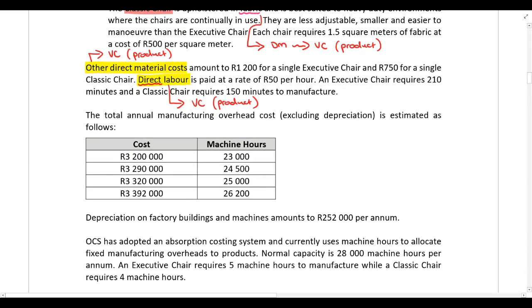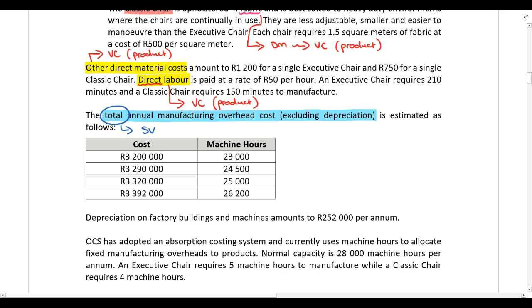Then we also have the total annual manufacturing overhead cost, which excludes depreciation, has been estimated as follows. So you can see you've been given the cost and also the corresponding machine hours. Now guys, this is the total annual manufacturing overhead. So it's the total manufacturing overhead, meaning it includes both fixed and variable manufacturing overheads, which means it is a semi-variable cost. And remember, we can't work with semi-variable costs.